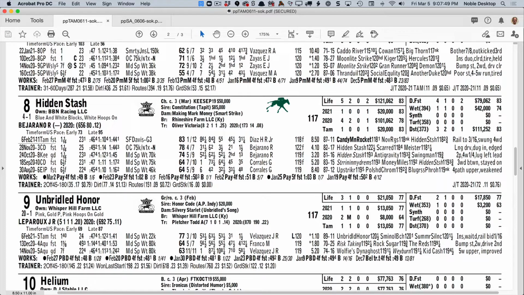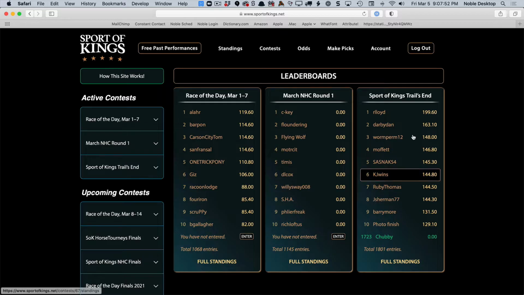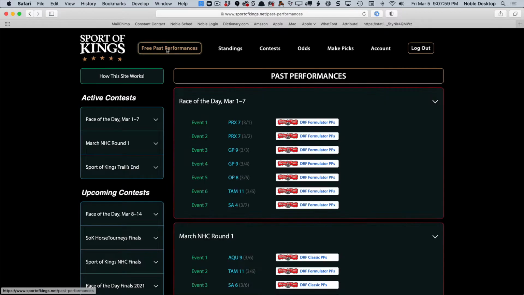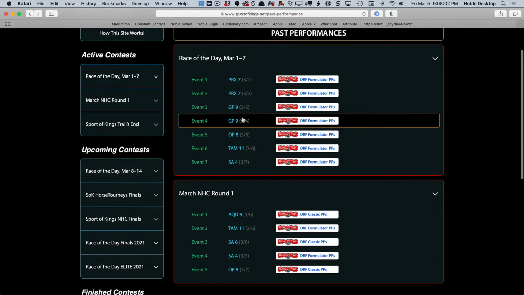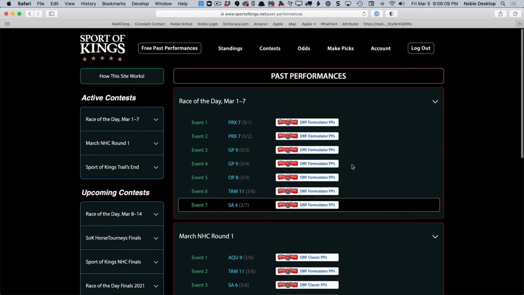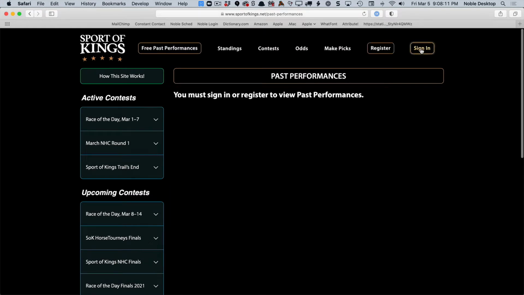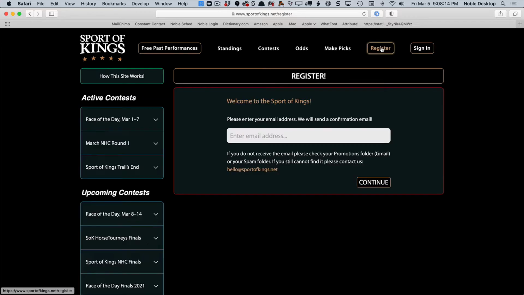So I'll show you how to do it on the website. Once you're registered, you have to be registered, because if you're not registered and you go to free pass performances, they're not going to show up. So if you want the free pass performances and still don't want to play the contest, you can do that, but you have to register. Just register for an account, and we ask you for some information and put you on our mailing list, which you can always remove yourself from. That's how you get in.